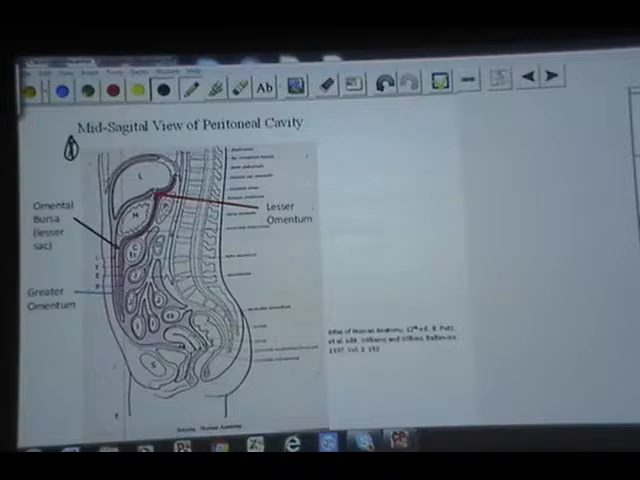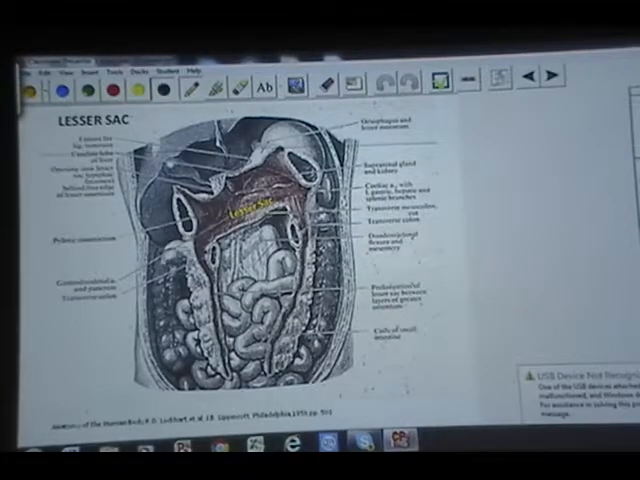Okay, so here is kind of a frontal section through the omentum. What we see here is this opening behind the liver, underneath the pyloric sphincter portion of the stomach, and underneath really the liver and the duodenum back here, and that is the epiploic foramen, and that goes into this sac that's inside of the greater omentum. This is the lesser sac.